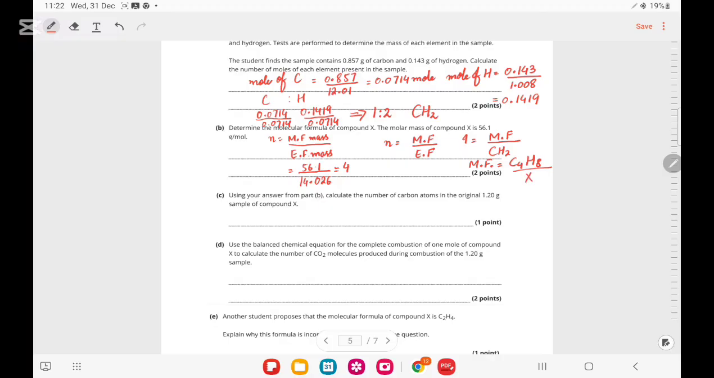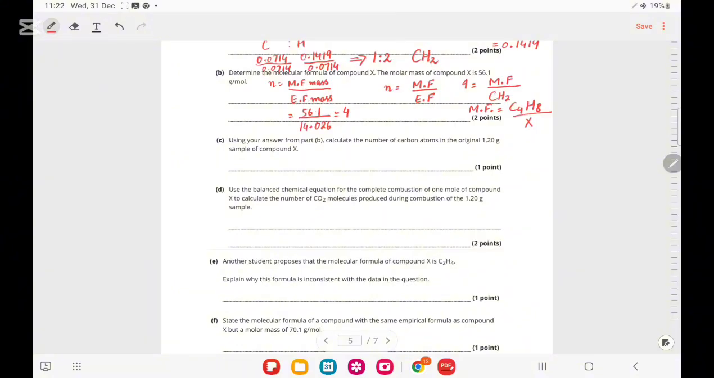This is compound X. So first we need to find its number of moles, and moles are mass. What is the mass? 1.20 divided by the molar mass of C4H8, and that would come out to be 56.1 because it is already given to us, 56.1, and it comes out to be 0.0214 moles.